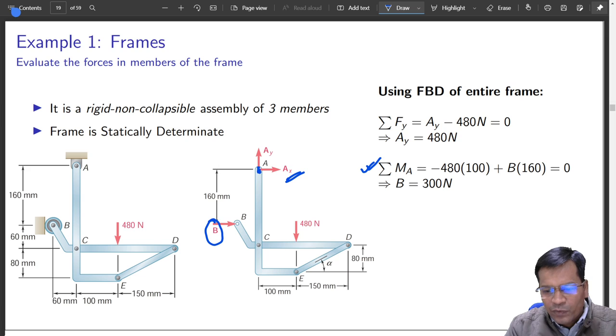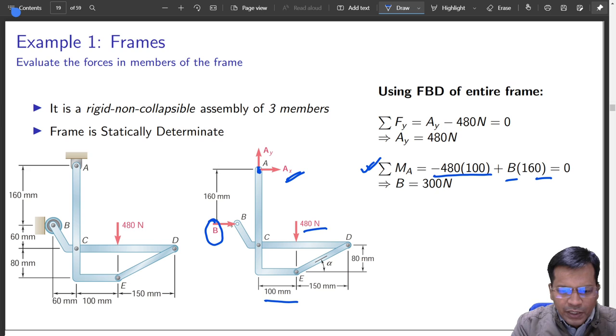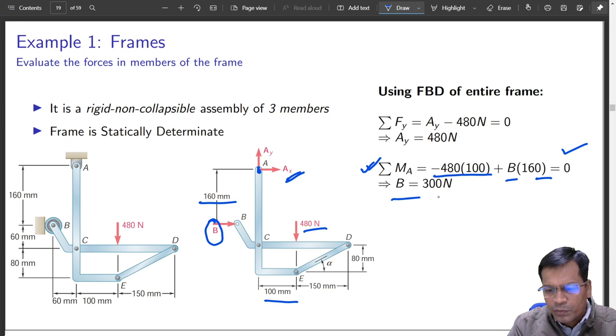So taking that, what I see is minus 480 into 100, this was the distance, this is the force, and then B into 160, B into 160. So this is quite clear. So B comes out to be 300 Newton. So B is also found out.